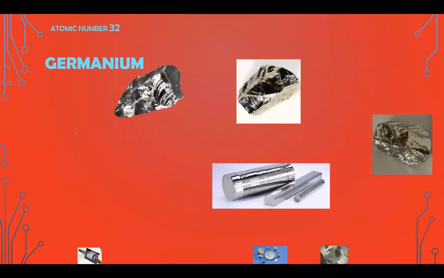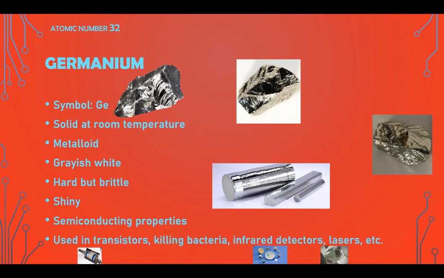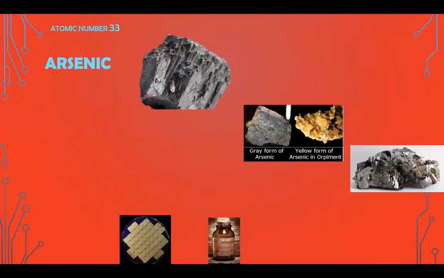Now we come to germanium. Its symbol is Ge. It is a solid at room temperature. And no, it's not a transition metal. It's a metalloid. Germanium is grayish white in appearance, kind of like other metals. It is hard, although it is brittle. Germanium is also shiny, a characteristic which metals possess. It has semiconducting properties. I'll talk about semiconductors a bit later. Germanium is used in transistors, to kill bacteria, infrared detectors, lasers, and other things.